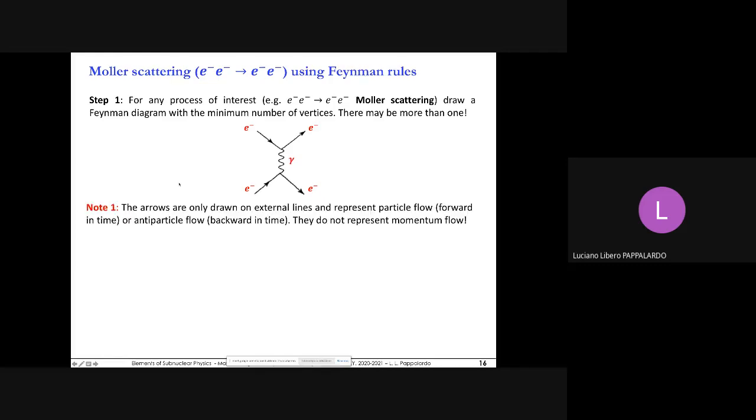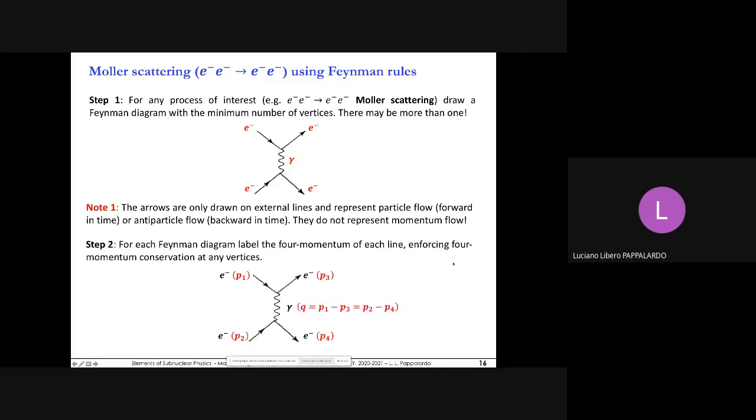Pay attention that the arrows are only drawn on external lines and represent particle flow: forward in time for particle and backward in time for antiparticle. So they do not represent the momentum flow. It's just a way to describe particles and antiparticles. In this case, they are all forward in time because we are dealing with electrons, which are, of course, particles. Now, for each Feynman diagram, label the four-momentum of each line. It is very useful to put the four-momentum for each of the incoming fermions, and enforce momentum conservation at the vertex. This corresponds to enforcing the correct four-momentum for the virtual photon. This is a t-channel, so it is given by the difference P1 minus P3 or P2 minus P4.